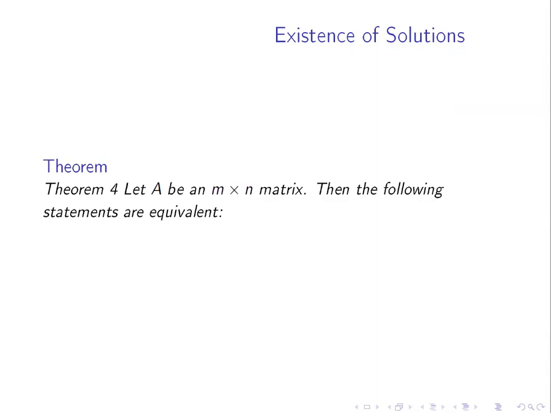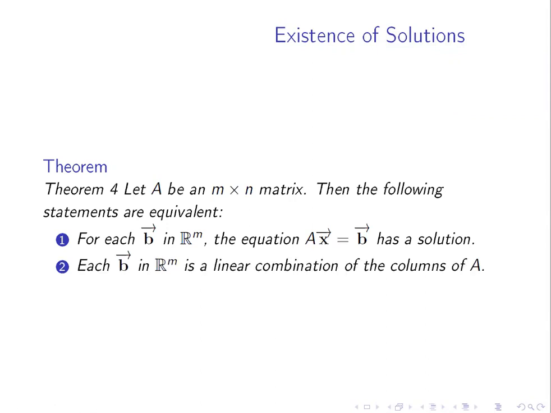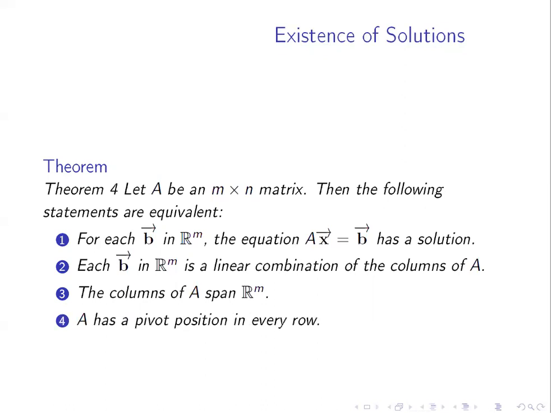Welcome back. One thing I forgot to add, and so I had to come back and add it in, was let's talk about solutions. So if you have matrix A, the following statements are equivalent. Ax = b has a solution. If Ax = b has a solution for every b, then that means that each b is a linear combination of the columns of A, or the columns of A span all of R^m, which also means that A has a pivot position in every row.